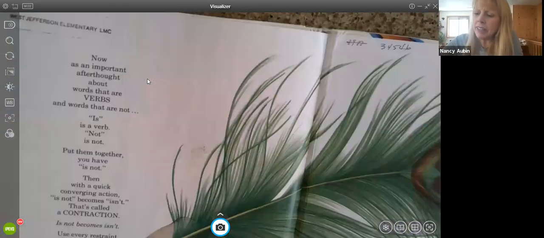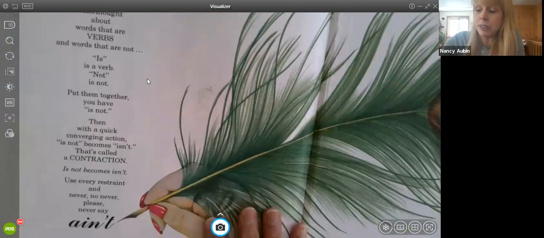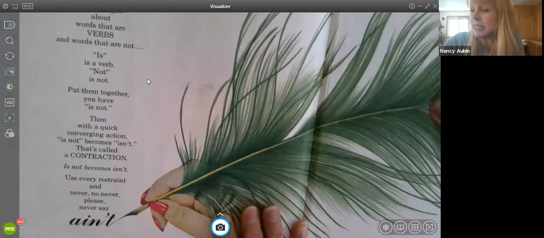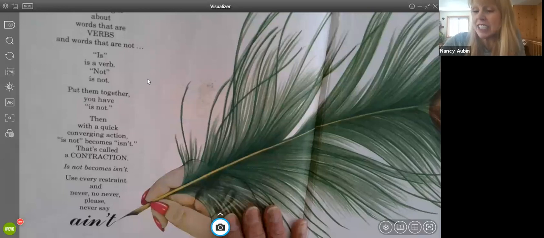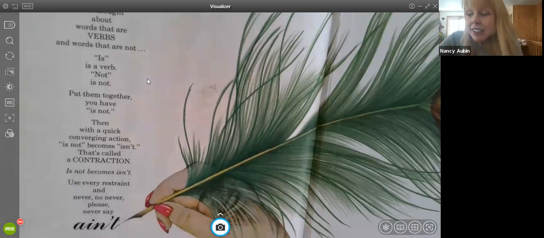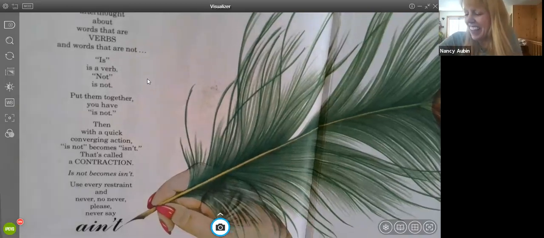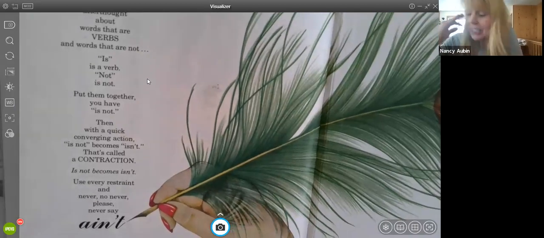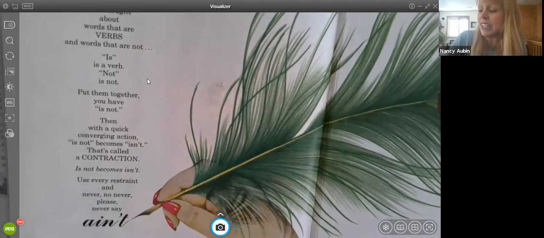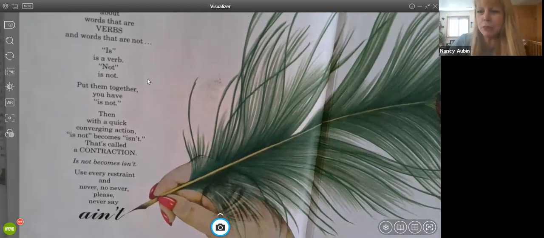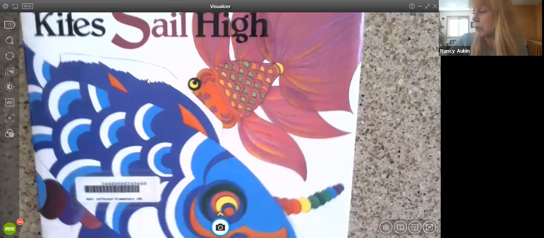Now, as an important afterthought about words that are verbs and words that are not, is a verb. Did you know that? Give me a thumbs up if you know is was a verb. Is, she is happy. It's a verb, believe it or not. Not is not a verb. Then with quick converging action, is not becomes isn't. That's called a contraction. Use every restraint and never, no, never, please never say ain't. Because that's just poor grammar, right? I know a lot of people like to use the word ain't, but it's not proper grammar for school.